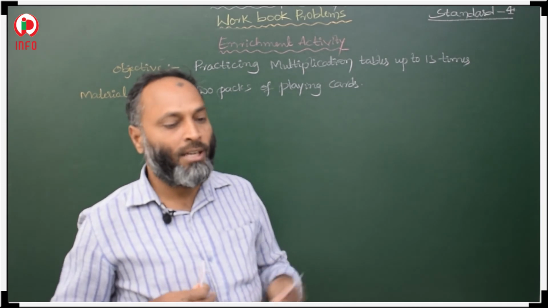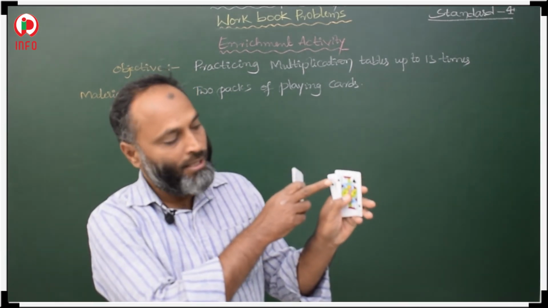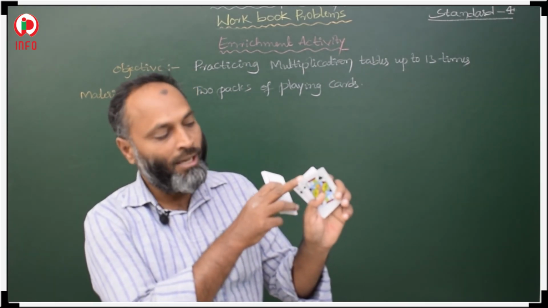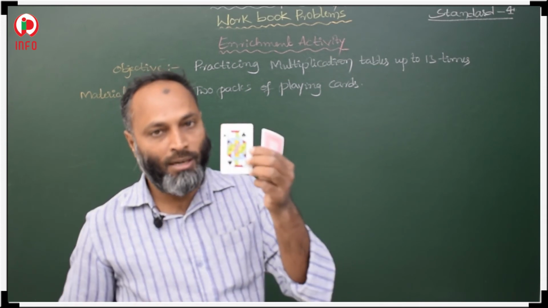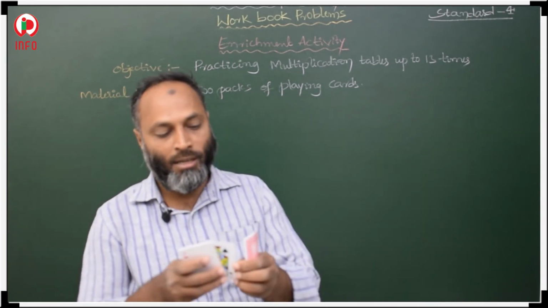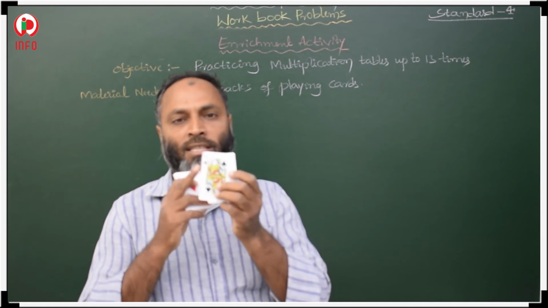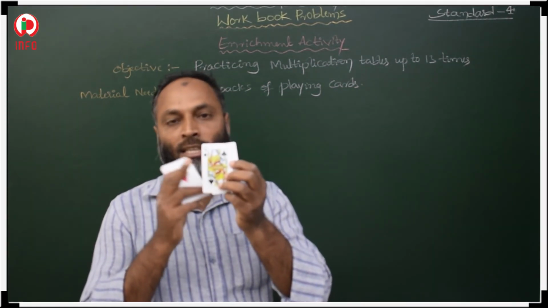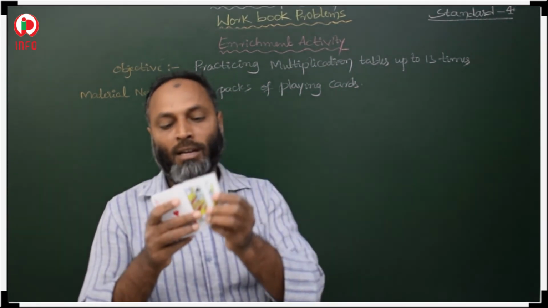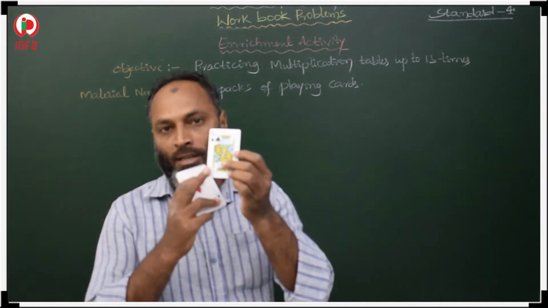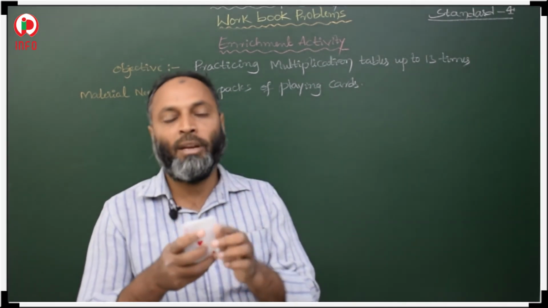Then after that Jack, J means Jack, this is 11. So we assume that this is the 11th number card. Then after that Queen, this is the Queen card. So we assume that this is number 12 card. Then this is number 13 card. Total how many cards?